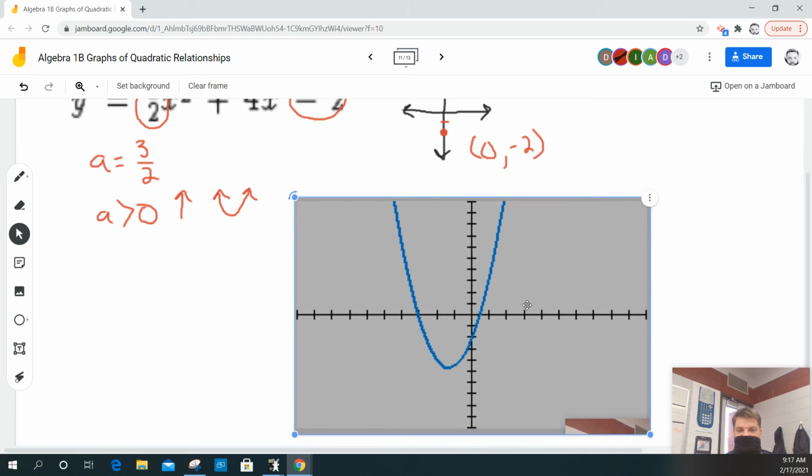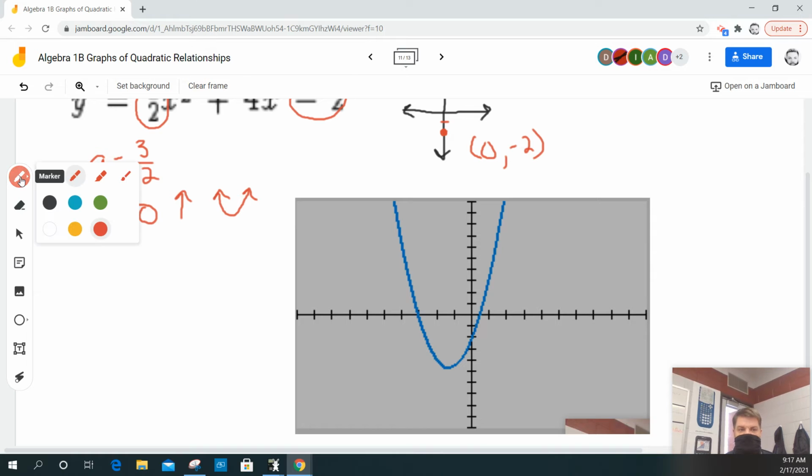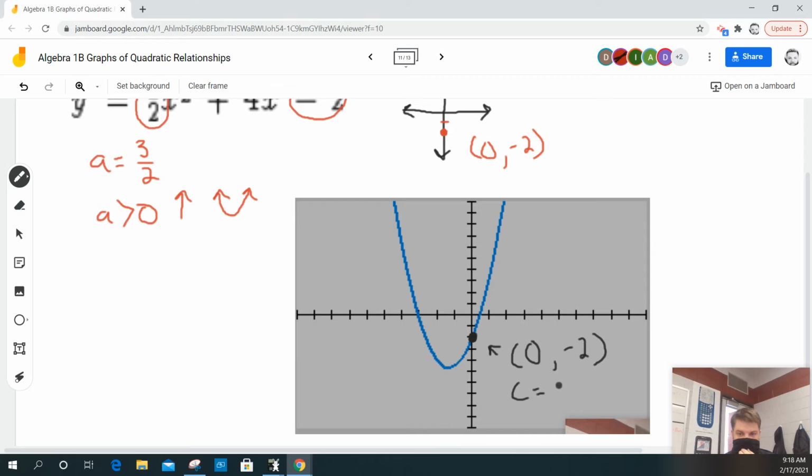So, oh, there's a picture of me in the thing. So what do you need to label? Well, I think what you need to do is label all the points that you can, especially the y-intercept. The y-intercept, like Mr. Adams said, is going to be (0, -2), because C was equal to -2. You want to label that A was greater than 0, so it opened up, right? So we'll say opens up.